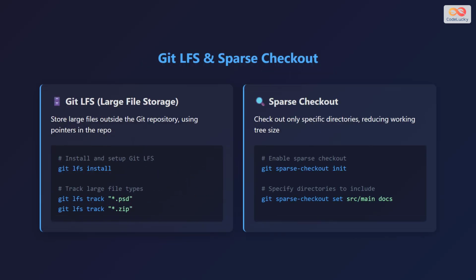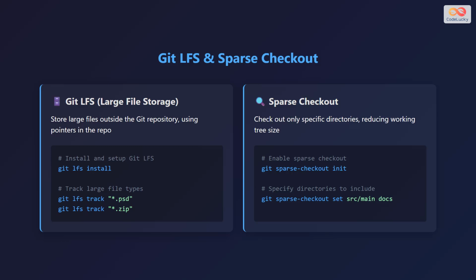Git Large File Storage, or LFS, is an extension that stores large files outside the Git repository, using pointers inside the repository. To install and set up Git LFS, use the command git lfs install. To track large file types, use the command git lfs track followed by the file extension, such as *.psd or *.zip.